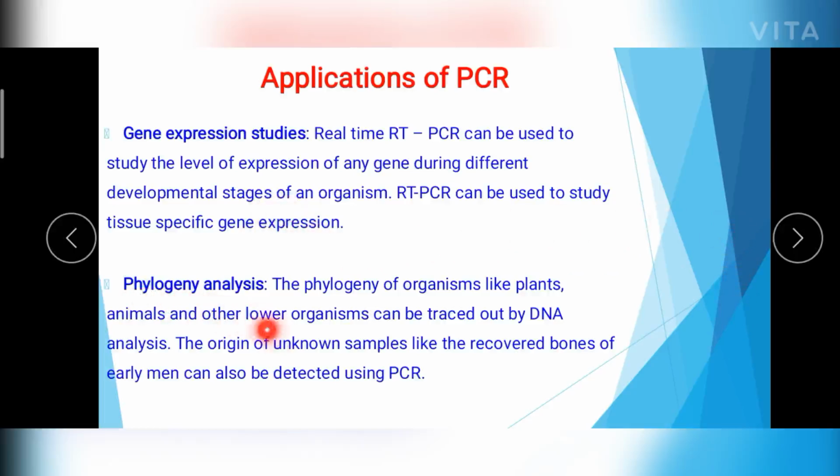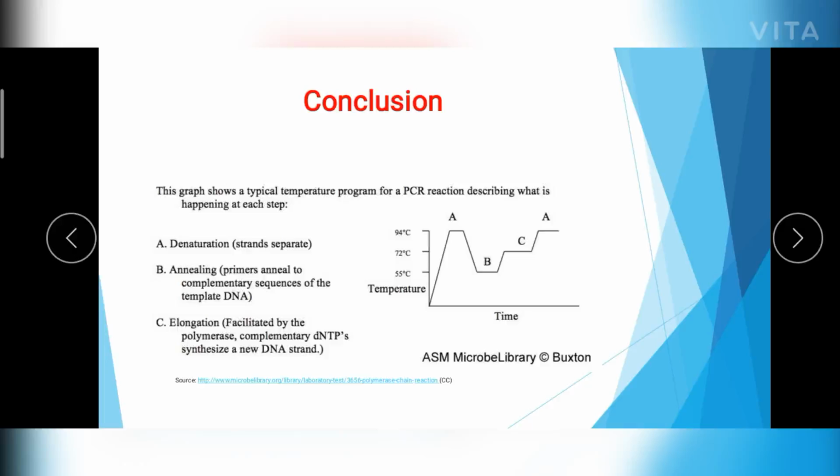The next application is phylogeny studies. The phylogeny of organisms like plants, animals, and other lower organisms can be traced out using this DNA analysis, and the origin of unknown samples can also be detected using this PCR technique. Like this, there are different applications, and in the last slide, let's recap some of the main points.